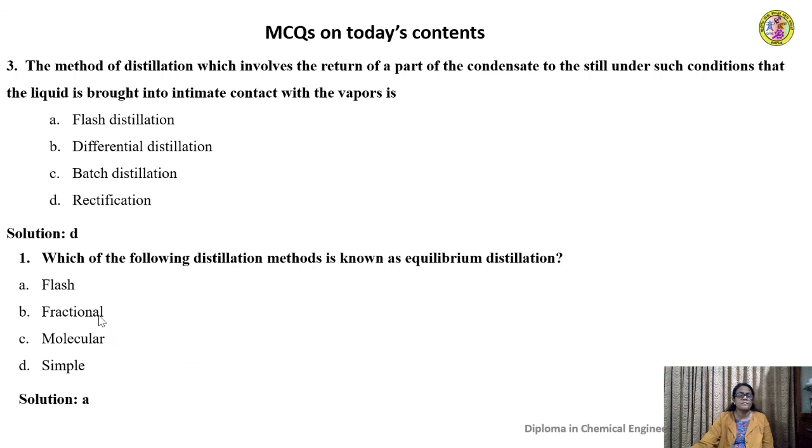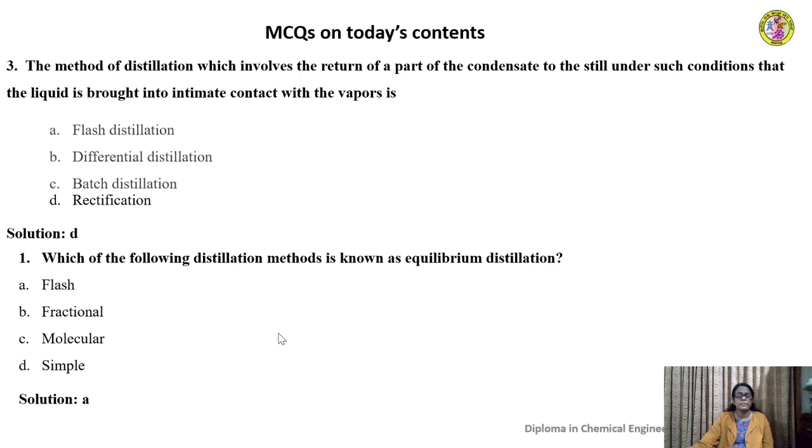So this is our last MCQ. Which of the following distillation methods is known as equilibrium distillation? We know that equilibrium distillation has another name, that is flash vaporization. So flash distillation is the right option for this question. It is neither fractional distillation, nor molecular distillation, nor simple distillation. So equilibrium distillation is also identified as flash distillation. The right answer for this question is option A.